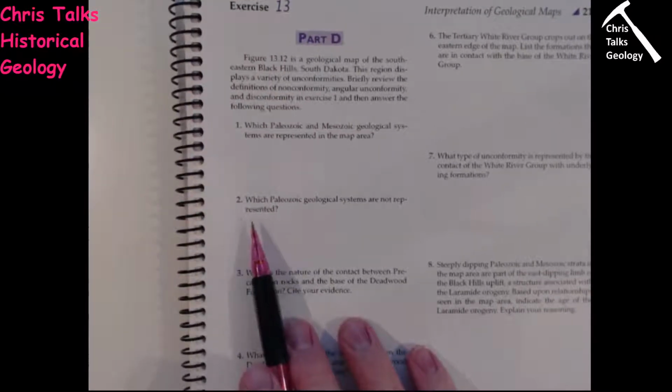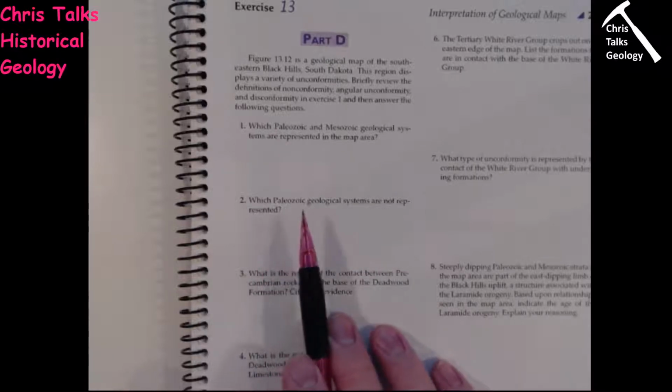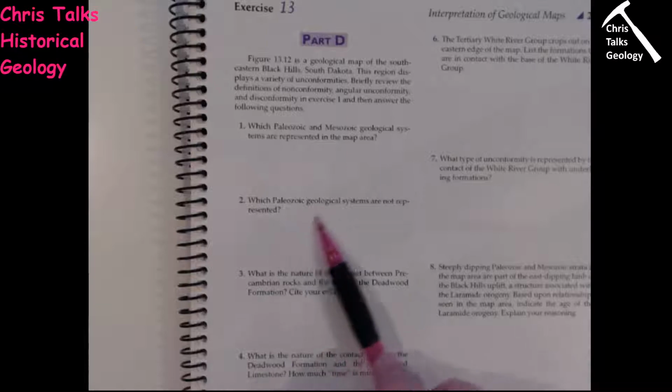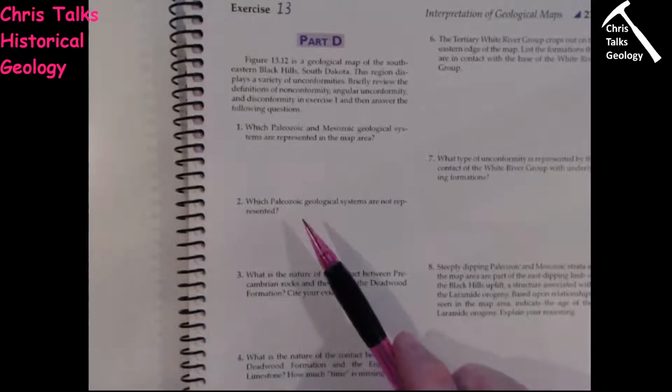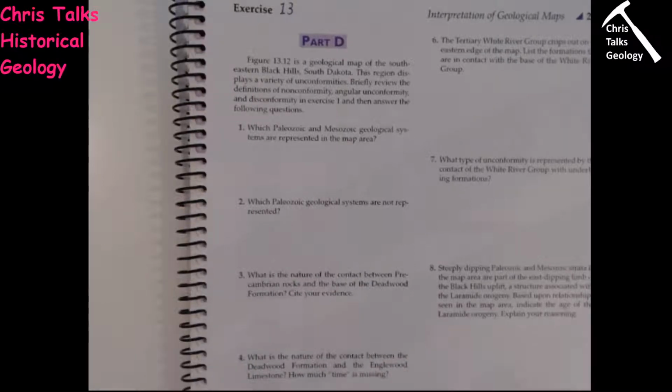So question two, which Paleozoic geological systems are not represented? So Paleozoic, Cambrian, Ordovician, Silurian, Devonian, Carboniferous, Permian. All right, so which one or ones of the Paleozoic geologic systems are not present? Remember, systems equals periods.